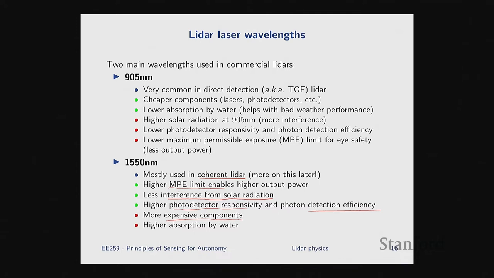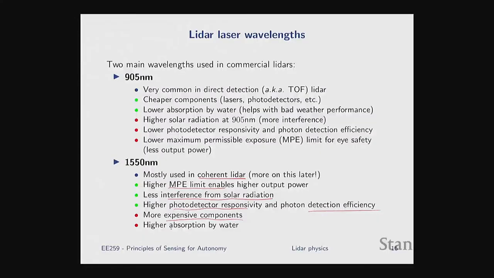expensive. But note that when it comes to, for instance, semiconductor devices, they always get cheaper over time. So yes, today 1550 devices are more expensive than 905. In 5 or 10 years, they might be the same price. So basically devices become cheaper as the manufacturing processes become more mature. And the other thing that's not good, well, this is physics. This one is, again, absorption in water. So as you see here, there's pros and cons.